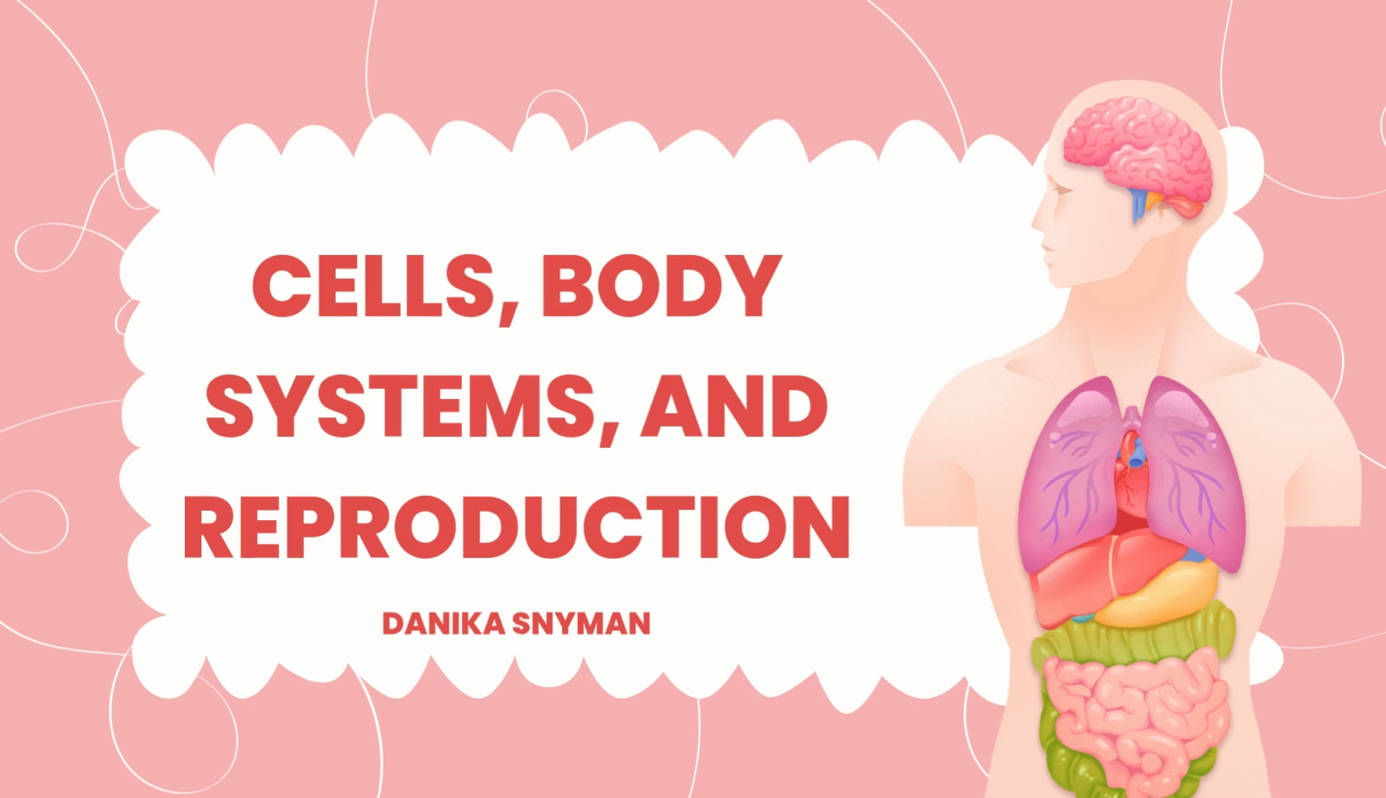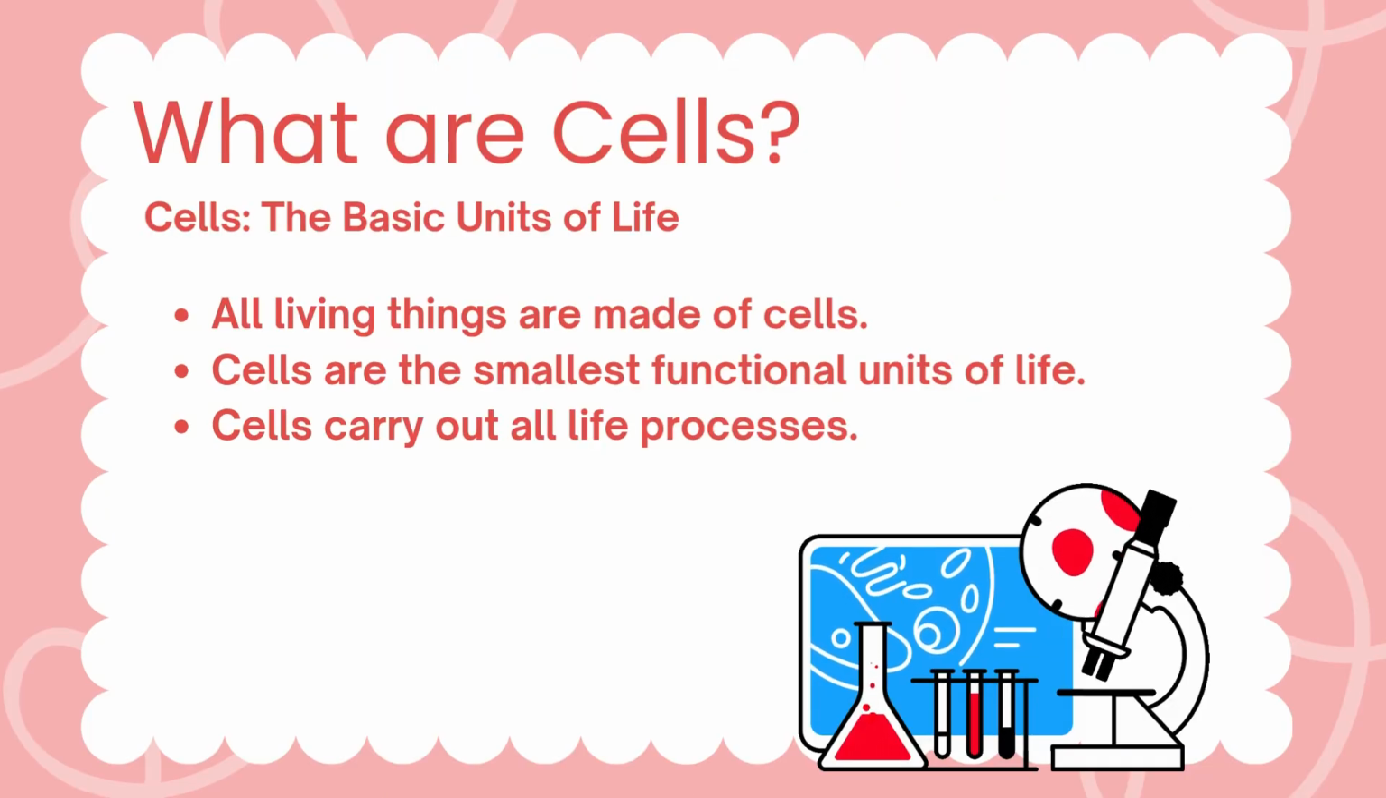Okay, let's get started. All living organisms, like plants, animals, and humans, are made out of cells. A cell is the smallest unit of life that can function on its own. Each cell does all the important jobs in the body you need to survive.